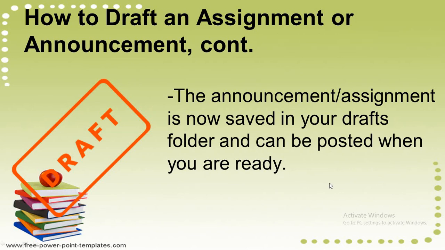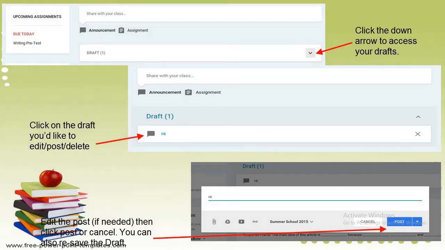Now you can draft assignments and announcements. Okay, we will see again. This is the home page. This is the draft. Click the down arrow to access your draft. If you click on this draft, you will get whatever things you have saved as a draft. Then you can either post it or keep it that way. So click on the draft you would like to edit, post or delete. Here edit the post if needed, then click post or cancel. You can also resave the draft.